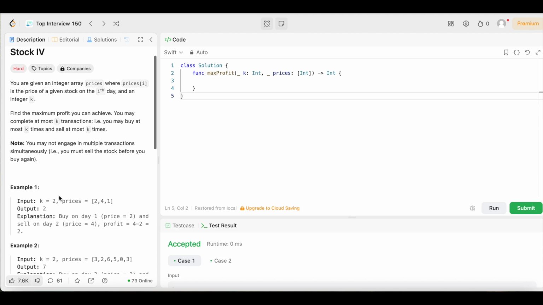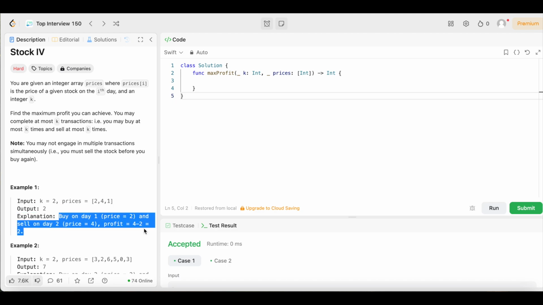So in example 1, we have the input k equals 2, prices equals an array of integers representing stock prices, and those integers are 2, 4, and 1. The output is 2. The explanation says buy on day 1, price equals 2, and sell on day 2, price equals 4. Profit equals 4 minus 2, which is 2, which is why the output is 2.